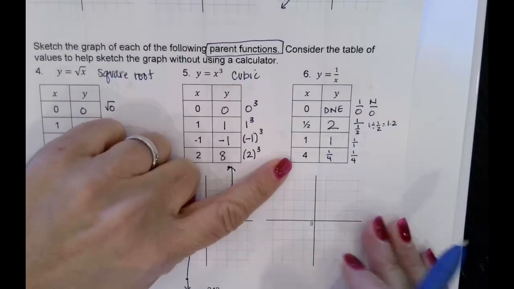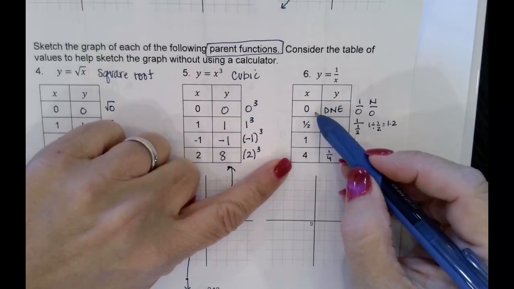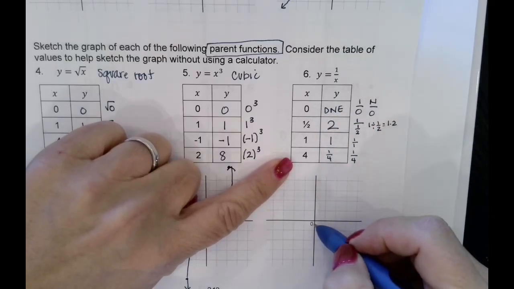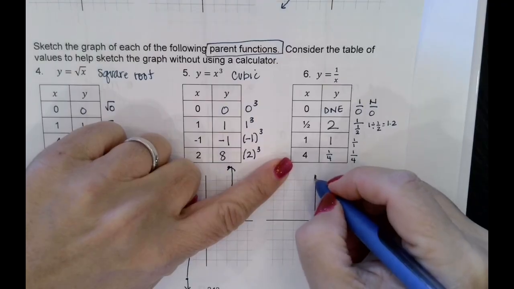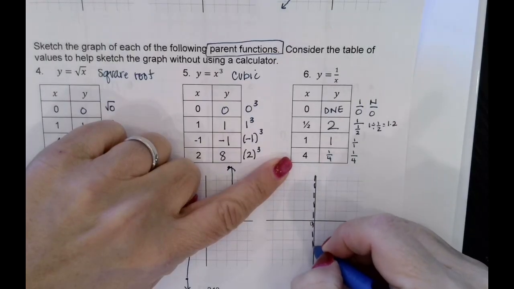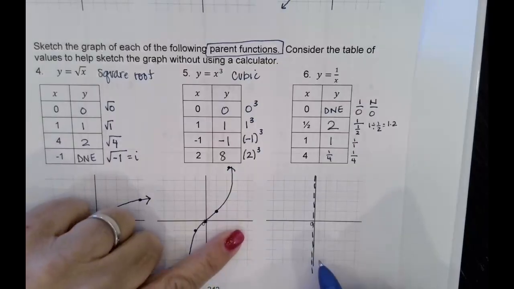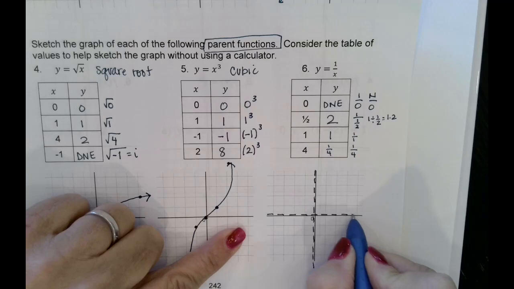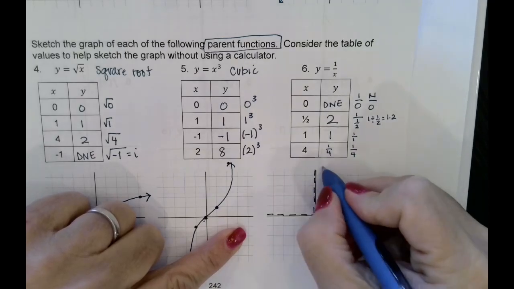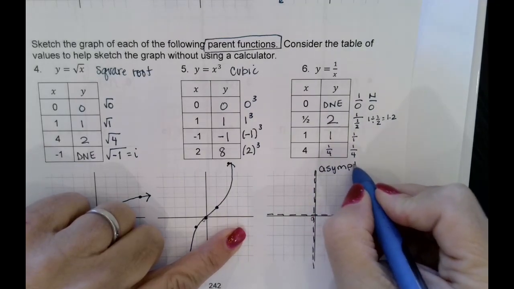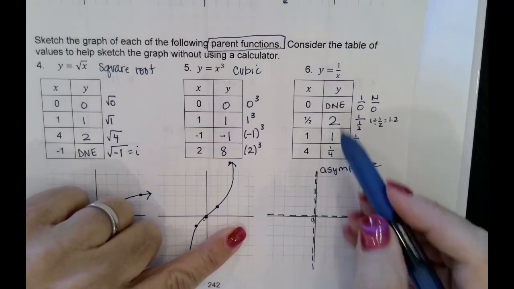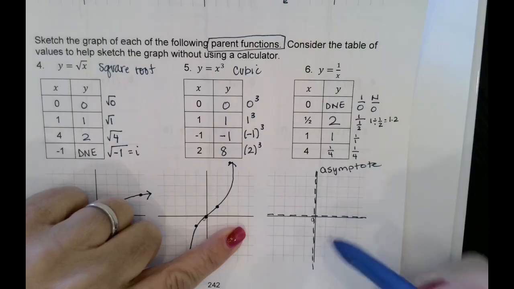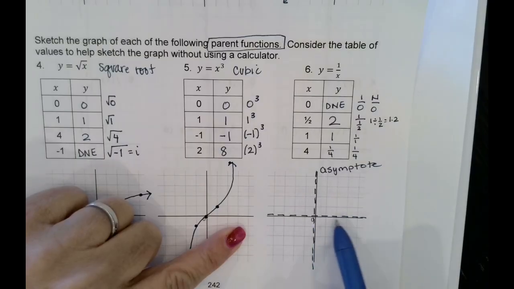So let's see what this looks like. When I have this value of 0, I don't even have a point here. It doesn't exist. I can't have a point at 0. And so what we do is we say, okay, because I can't have a point at 0, I'm going to put an asymptote here and an asymptote here. So these are asymptotes. And I have it in my parent function. This is when I have 1 over x. I have an asymptote at x equals 0, and I have an asymptote at y equals 0.